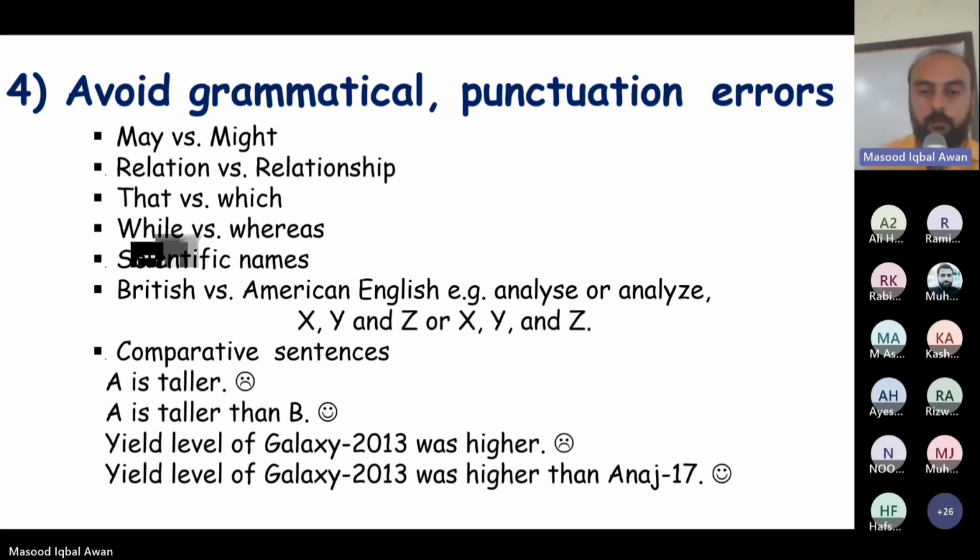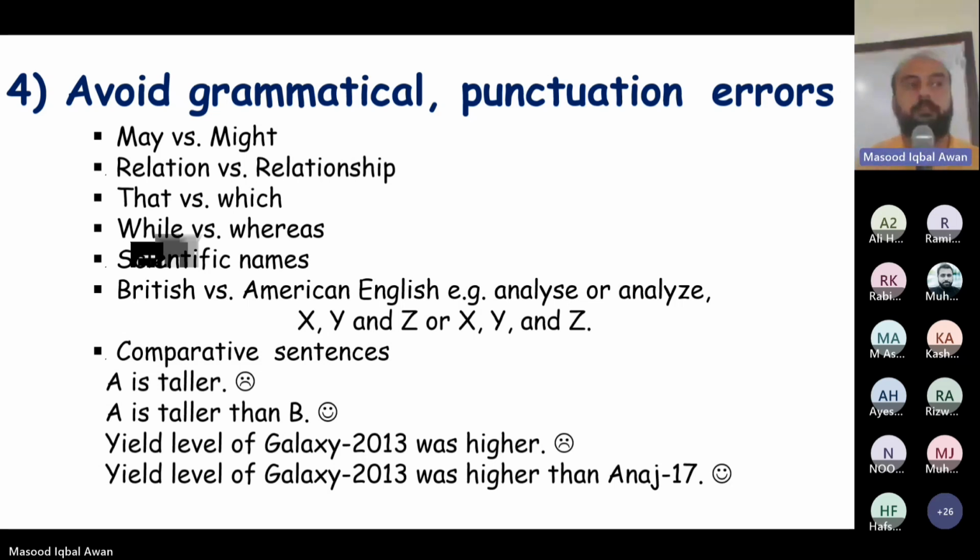Whereas in American style, we need to add a comma even before and, because according to Americans, in the first case where we are not adding a comma before and, it means that X is one group and Y plus Z is group 2. But if we add a comma before and, it means X, Y, and Z are 3 groups or 3 items. So these are some of the examples of the different accents of English.